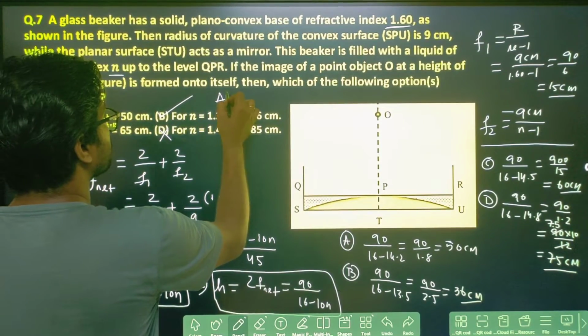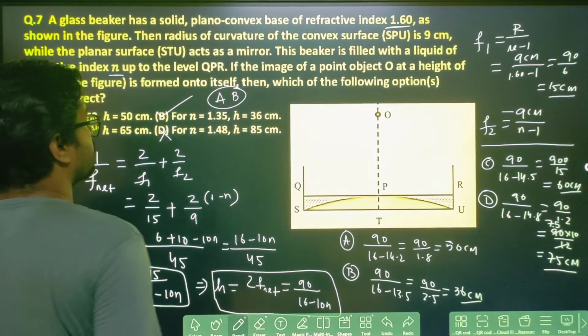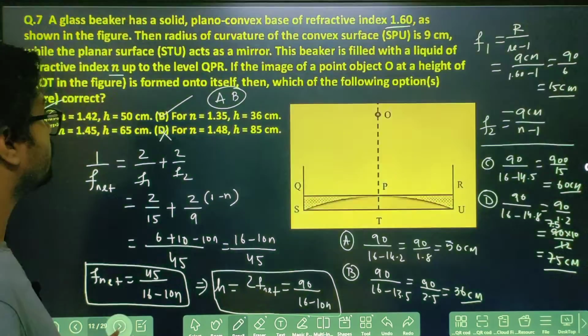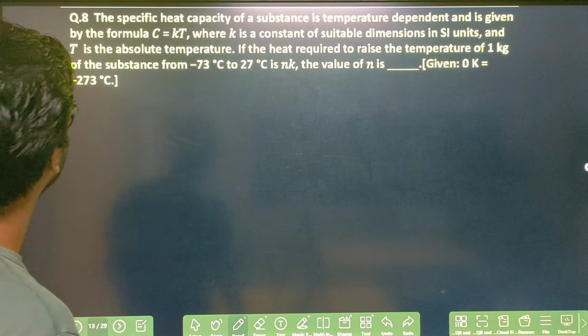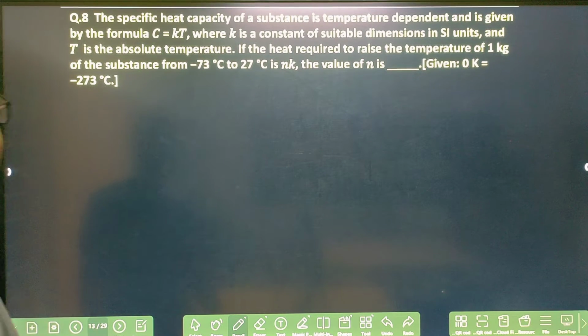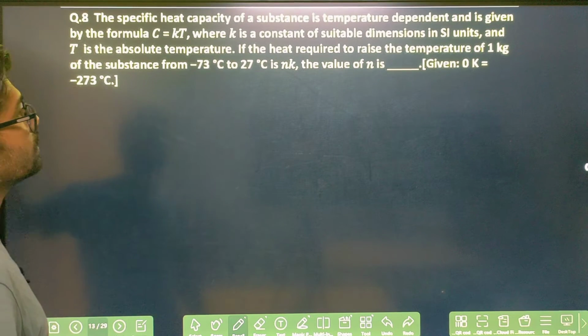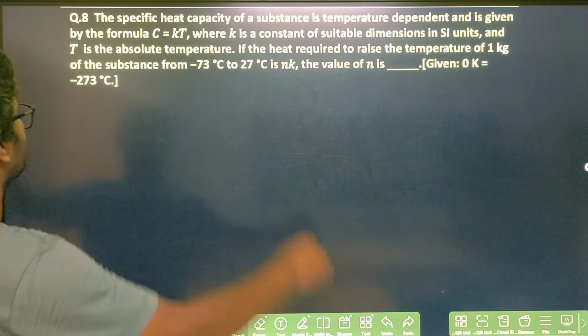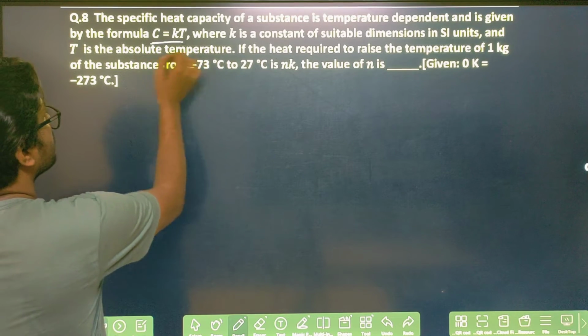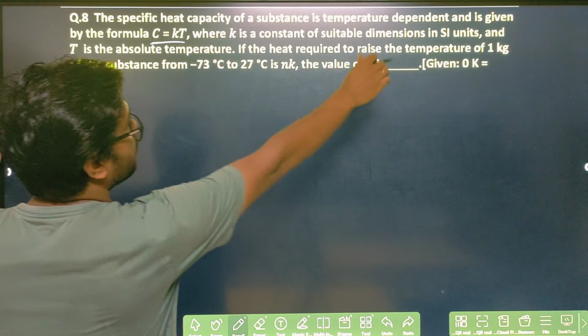So A option and B both are correct, right? Now go to this question 8 number. The specific heat capacity of a substance is temperature dependent and is given by, so specific heat they have given that it depends on the temperature. Heat required to raise the temperature.